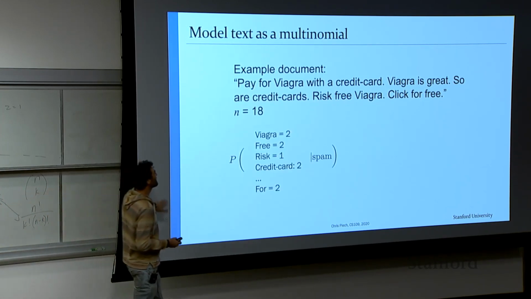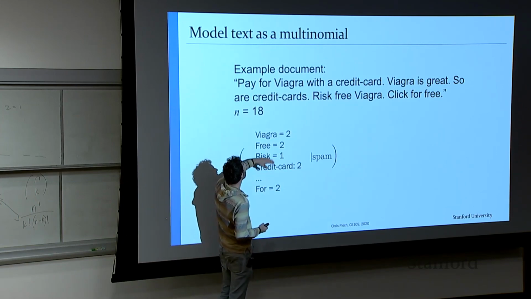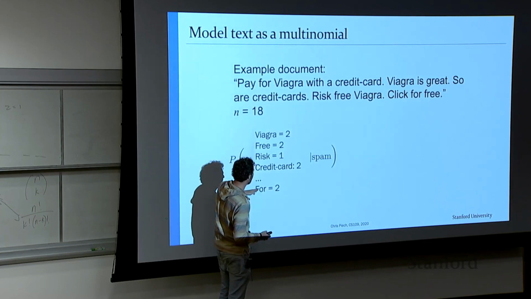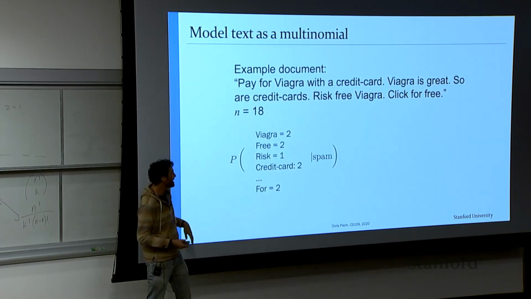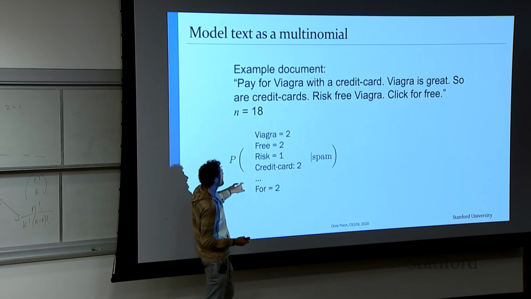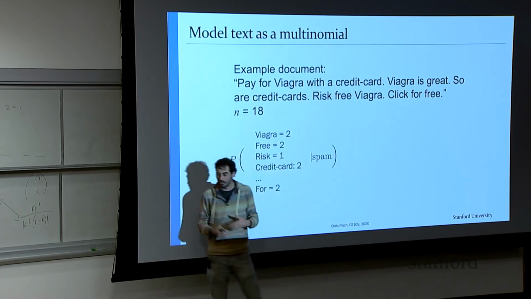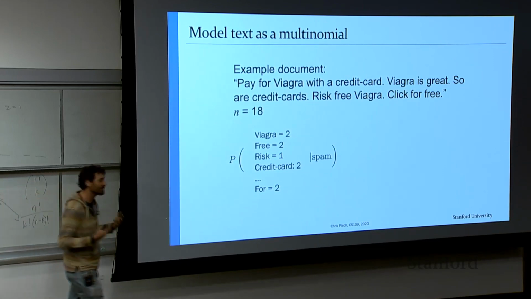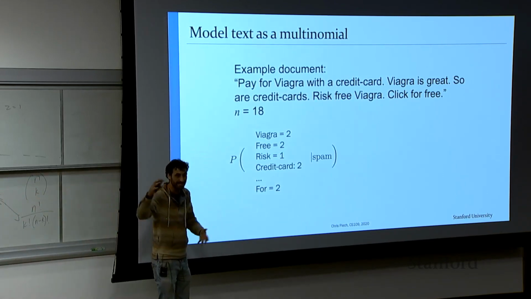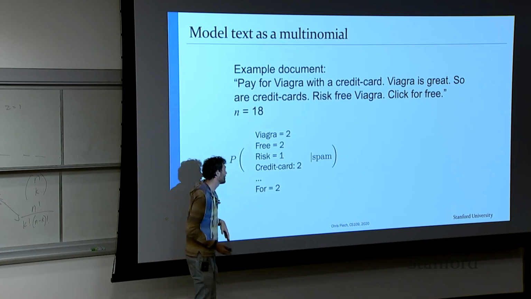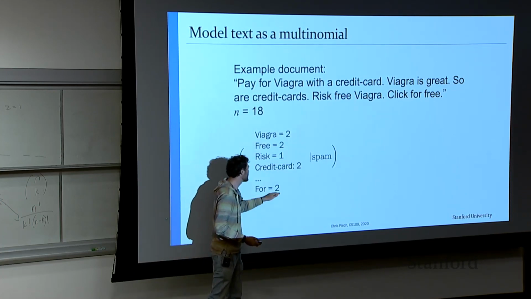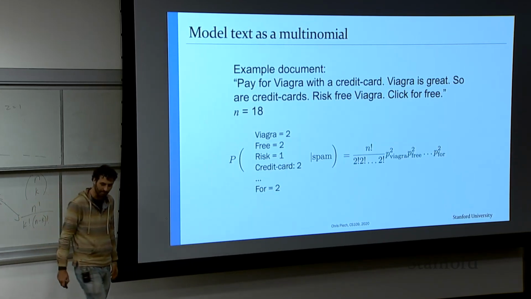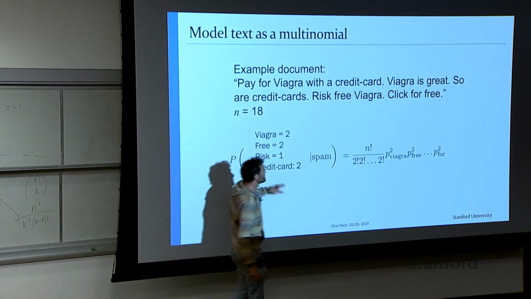If you wanted to think about this as a multinomial, you might say, okay, Viagra showed up twice, free showed up twice, risk showed up once, credit card showed up twice, and for showed up twice. If somebody was writing a spam email, what's the probability that they would write each of these words? You get a slightly different dice shape than if you took normal English language. And you could say, what's the probability of seeing this particular multinomial outcome in the world where the writer is a spam author? In that case, we can just use the multinomial formula.